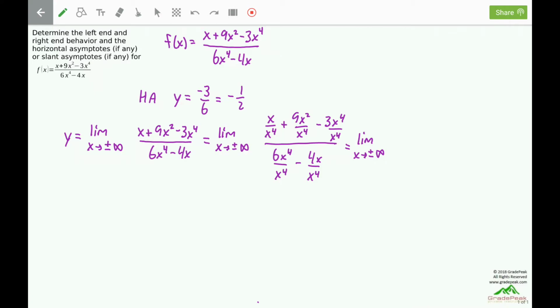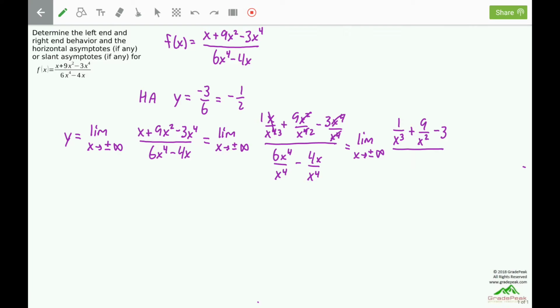The first term in the numerator, the x in the numerator, can cancel with one of the x's in the denominator, leaving a 1 in the numerator and an x cubed in the denominator. The second term, 2 x's in the numerator, can cancel with 2 of the x's in the denominator, leaving behind a 9 over x squared. And the third term, the x to the 4, will fully cancel, leaving a minus 3.